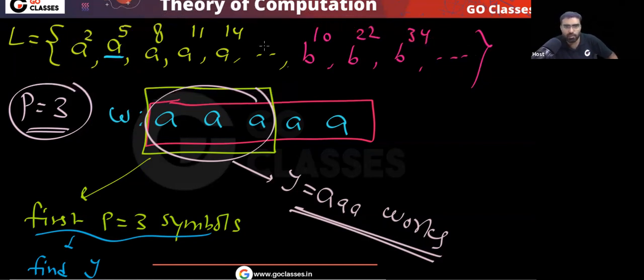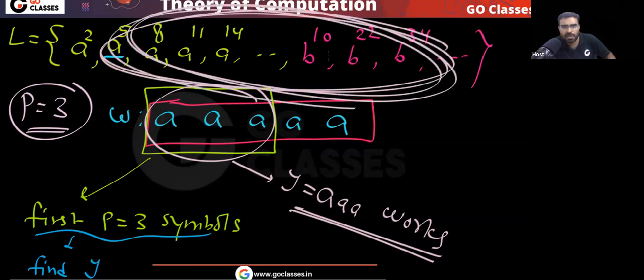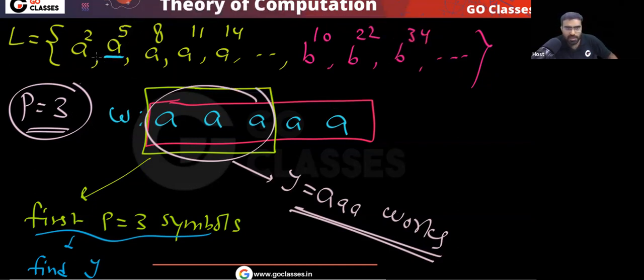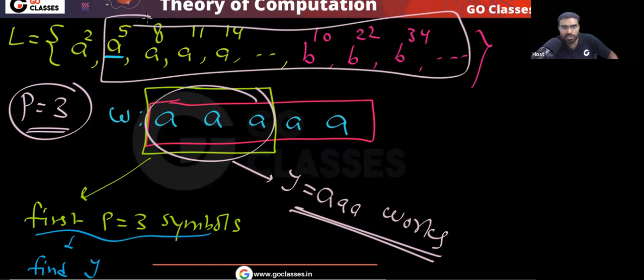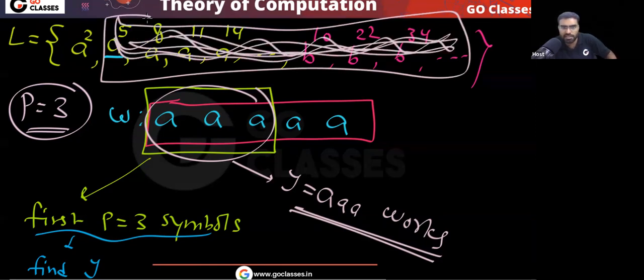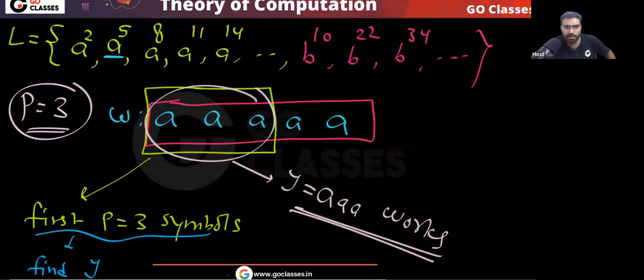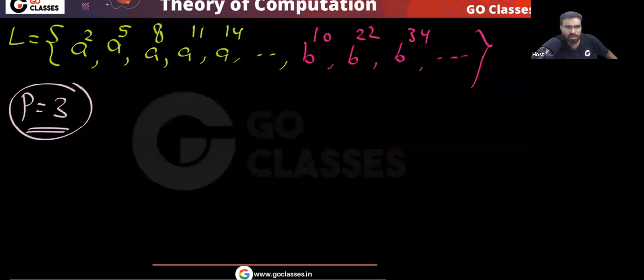No. You have to check all the candidate strings. For p equal to 3, every candidate string must pump. Every string must pump. These strings must pump. Are they pumping? For p equal to 3, just check it out. This string will not pump.